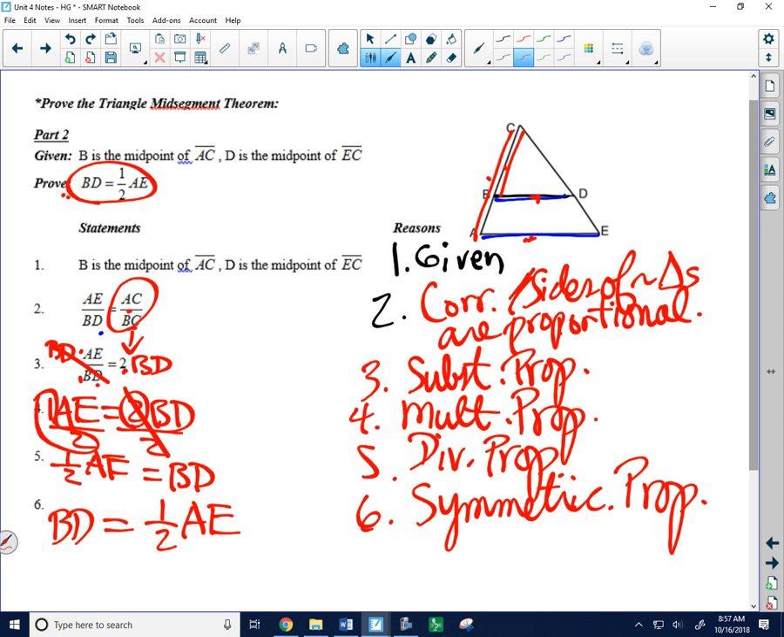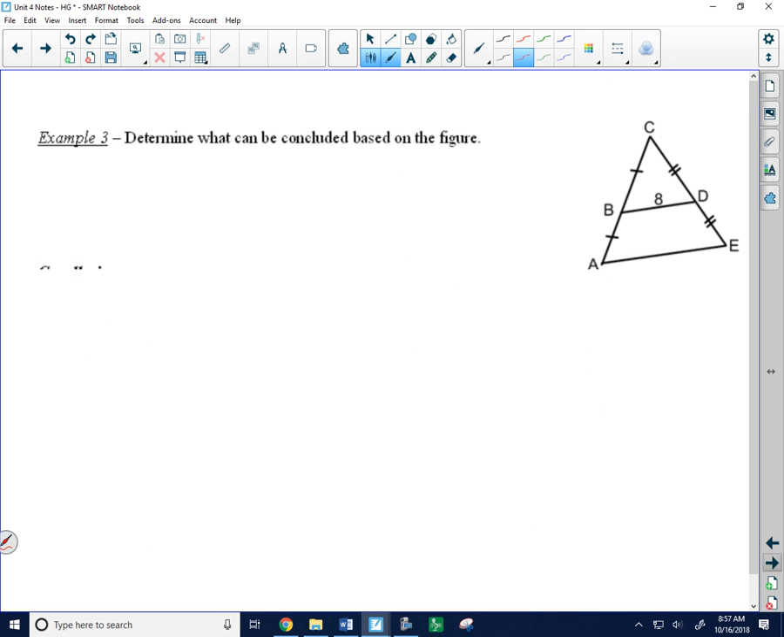To finish up at the bottom, these are marked, so D would be a midpoint. This would then be 16. If that's half, this would have to be double. And the lines are parallel. Any mid-segment is parallel to the third side, and it's half the total length.